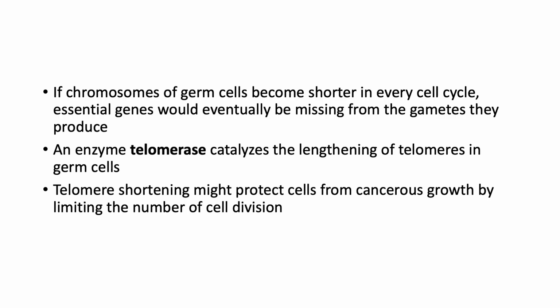If chromosomes of germ cells become shorter in every cell cycle, essential genes would eventually be missing from the gametes they produce. That is why an enzyme telomerase catalyzes the lengthening of telomeres in germ cells. Telomere shortening might protect cells from cancerous growth by limiting the number of cell divisions. However, research also suggests that there is evidence of telomerase activity in cancer cells, which may allow cancer cells to persist.